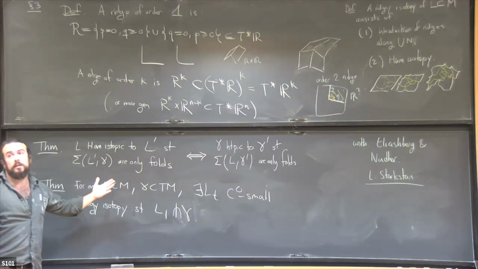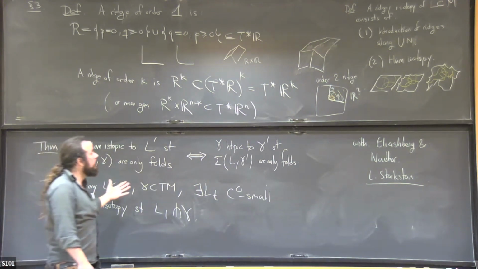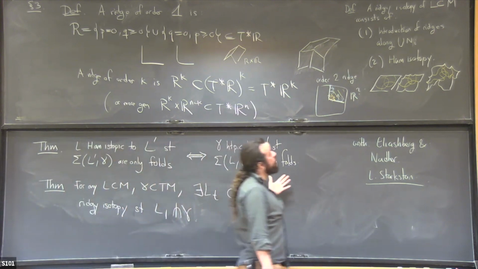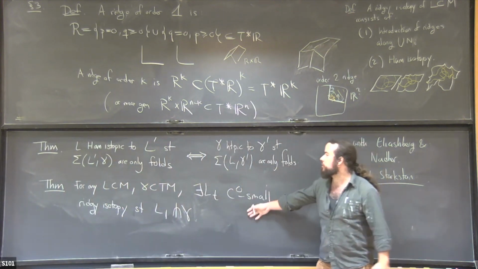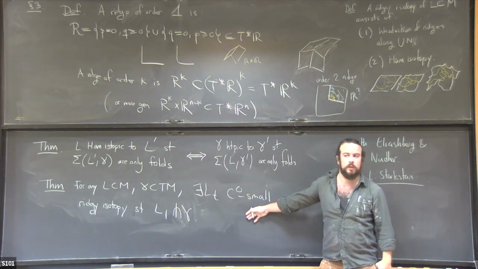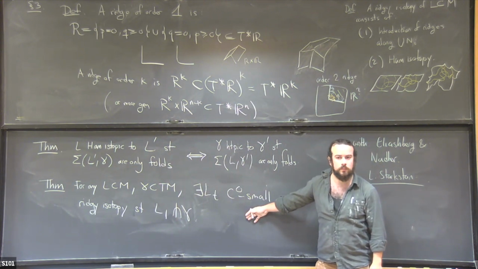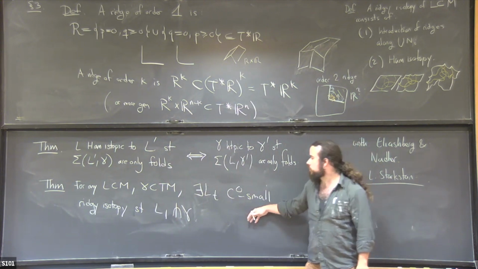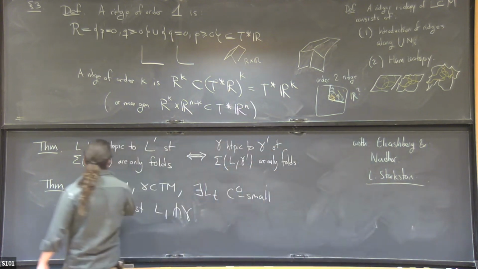Okay, so that concludes the discussion of the ridgification theorem. This is called the ridgification theorem. Okay, any questions? It's a half-dimensional Lagrangian distribution. Yeah. Okay.